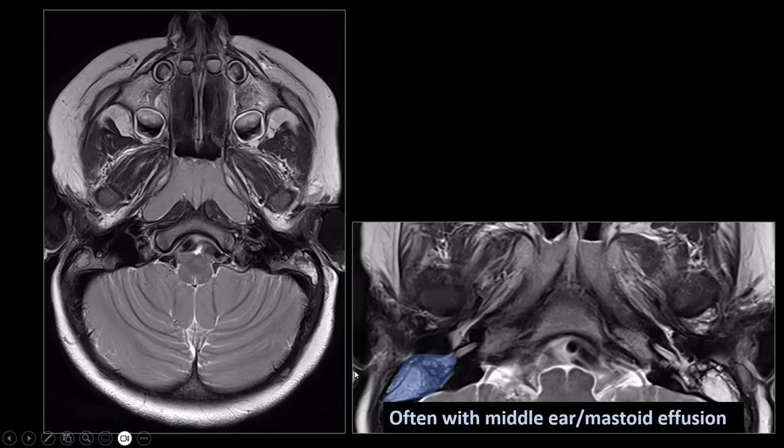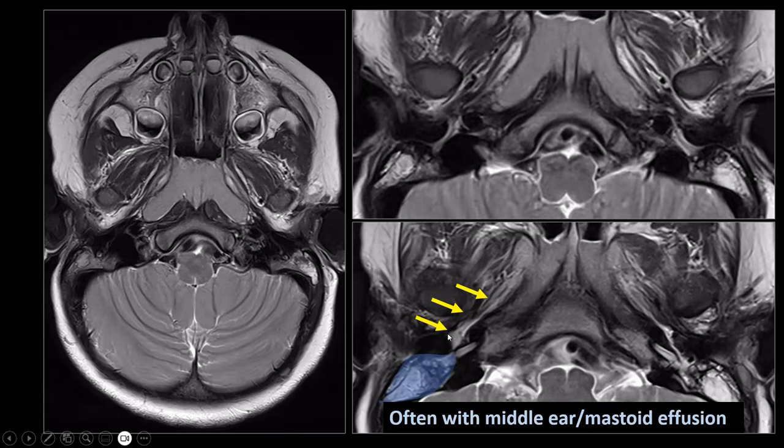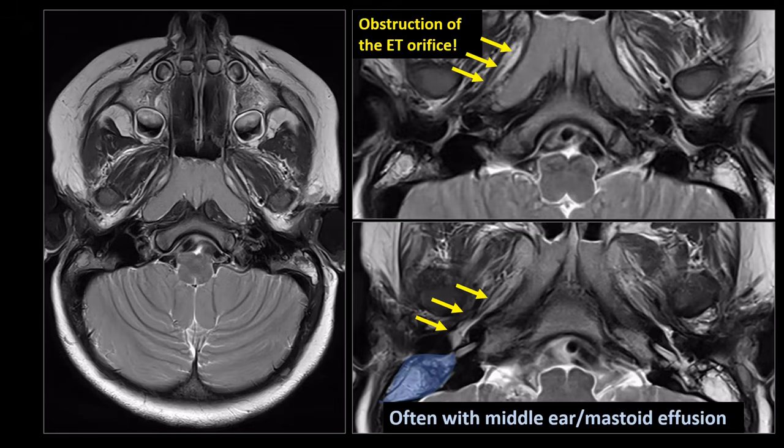And why is that? Well, I said to you that the Eustachian tube is responsible for the drainage of secretions from the mastoid and middle ear into the nasopharynx. Here we see the Eustachian tube dilated and filled with fluid, and we can follow it all the way to the presumed orifice of the Eustachian tube, and there is an obstruction of the orifice by this hyperplastic nasopharyngeal adenoid tissue. And this can cause chronic middle ear and mastoid effusions.